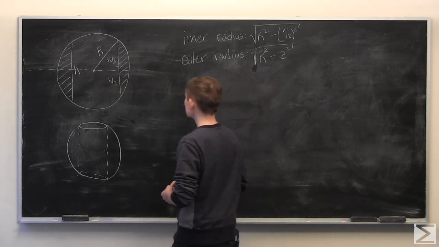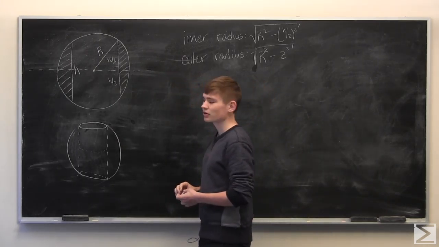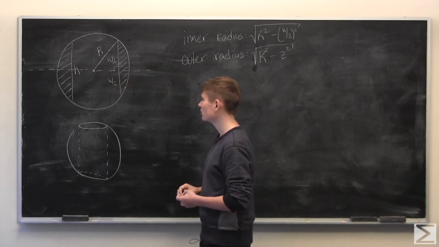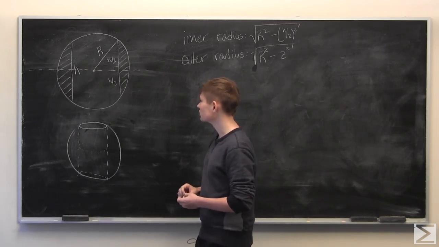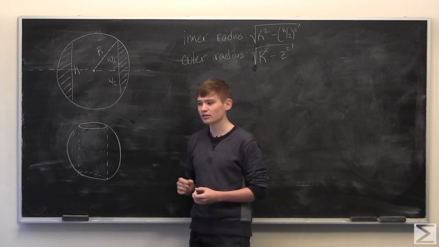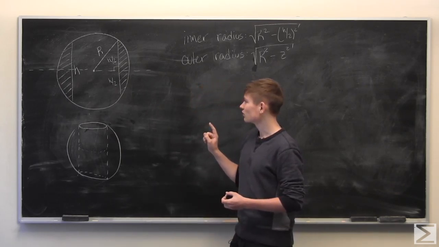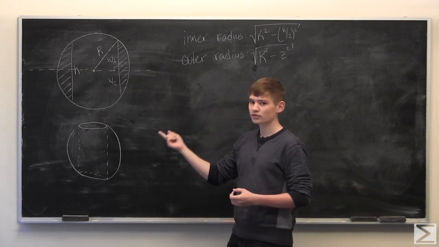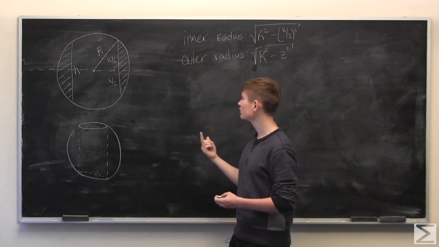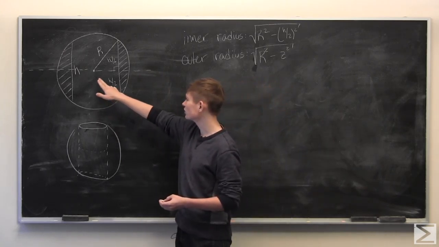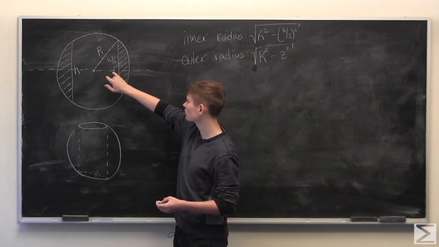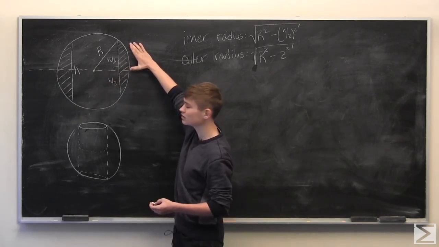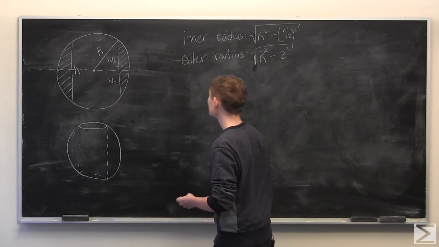So the first thing to do is think of how we're going to integrate this. And the best approach is to use cylindrical coordinates, which means we're going to integrate theta over 0 to 2 pi, and then we're going to integrate the radius of the sphere, and then we're going to integrate the z component, the height component.